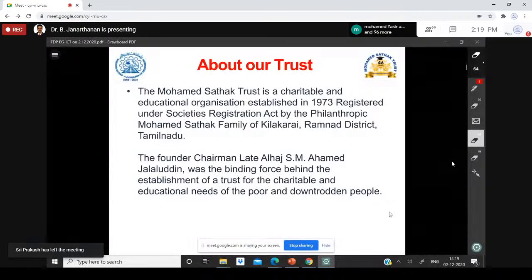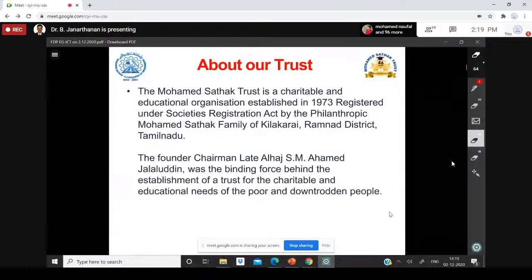The founder chairman, late Alhaj S.M. Ahmad Jalaluddin, was the binding force behind the establishment of a trust for the charitable and educational needs of the poor and downtrodden people in the southern district of Ramanathapuram. And also at Chennai, we have various educational institutions.